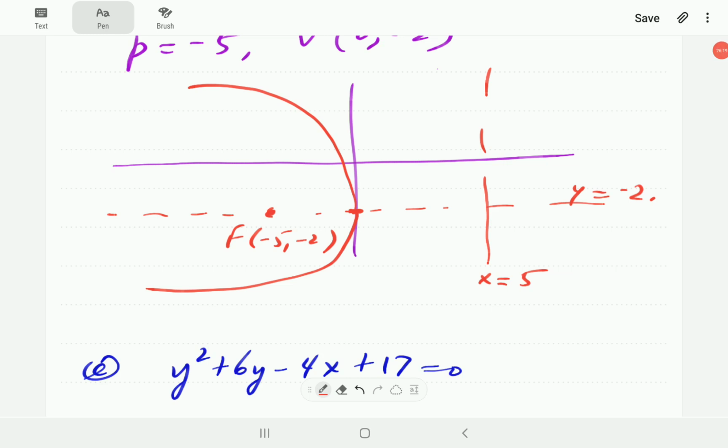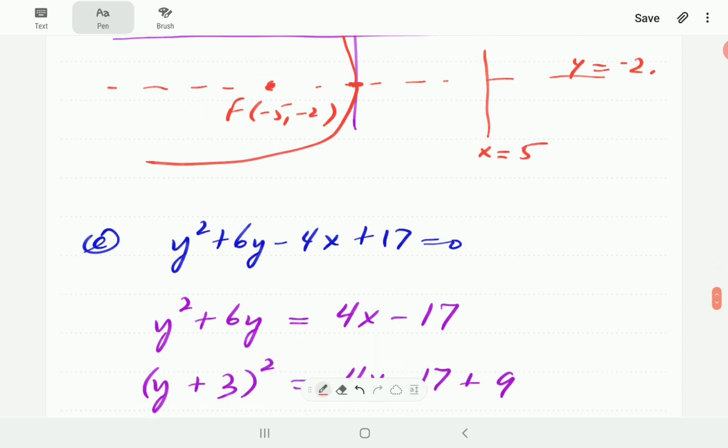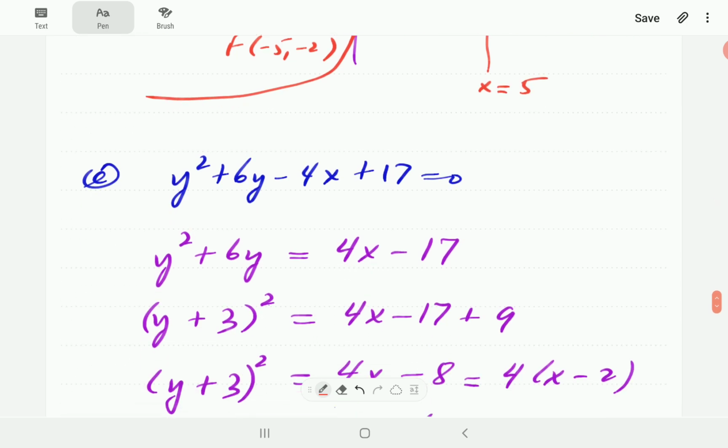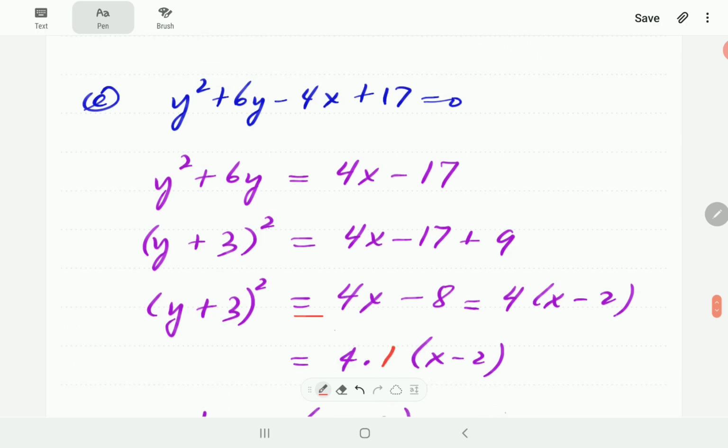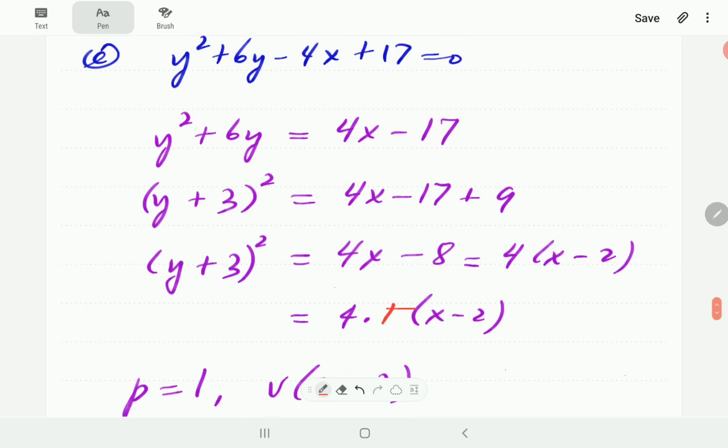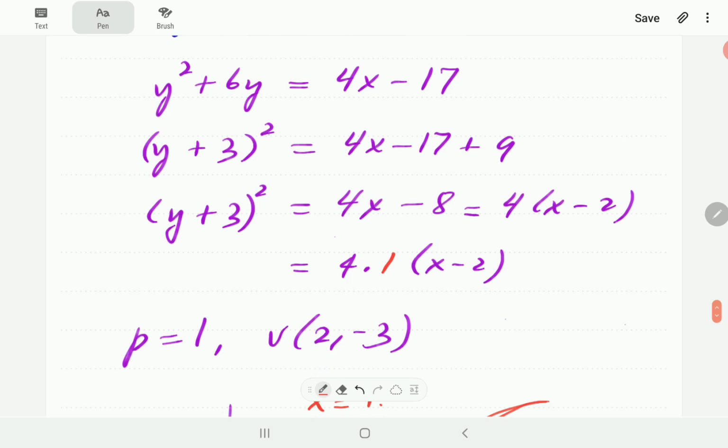Alright, we're now going to go through this example E. So if we bring the terms to different sides, the y terms on the left hand side and the x terms this side, complete the square, then this is going to give us 4 into x minus 2. So if you write it in the form 4p times x minus something, then p is 1 here, and of course then the coordinates of the vertex will be 2, -3.